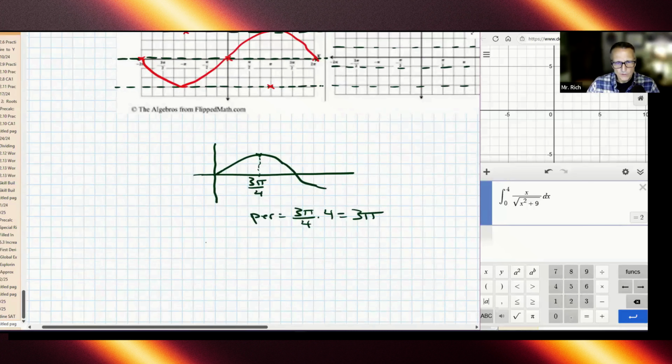If they show you, another thing that you've probably seen in some of your AP classroom work, if all they show you is that, and that says 4 pi, right?